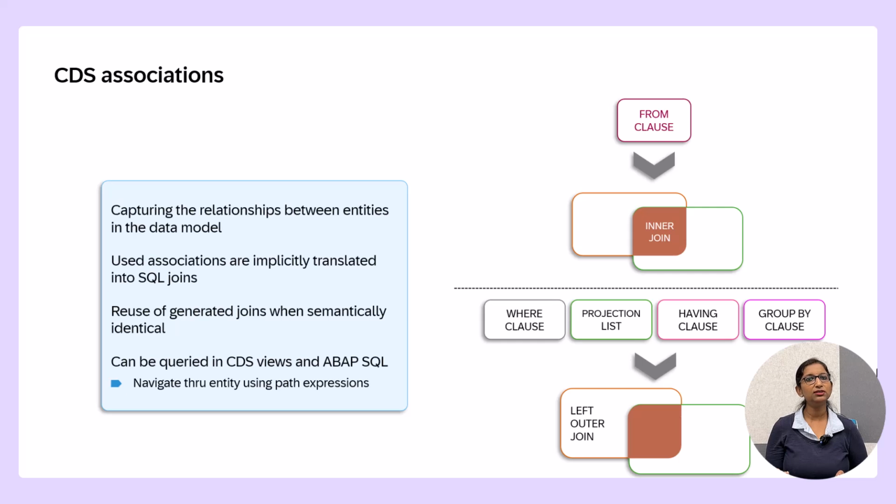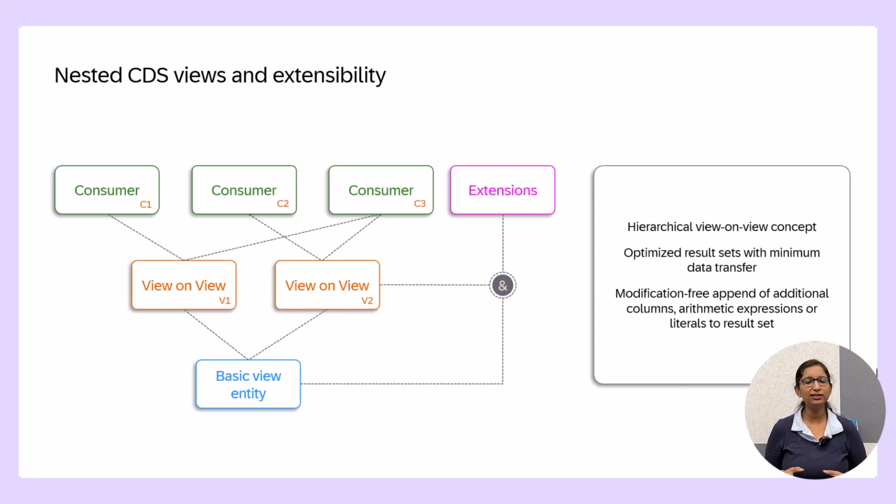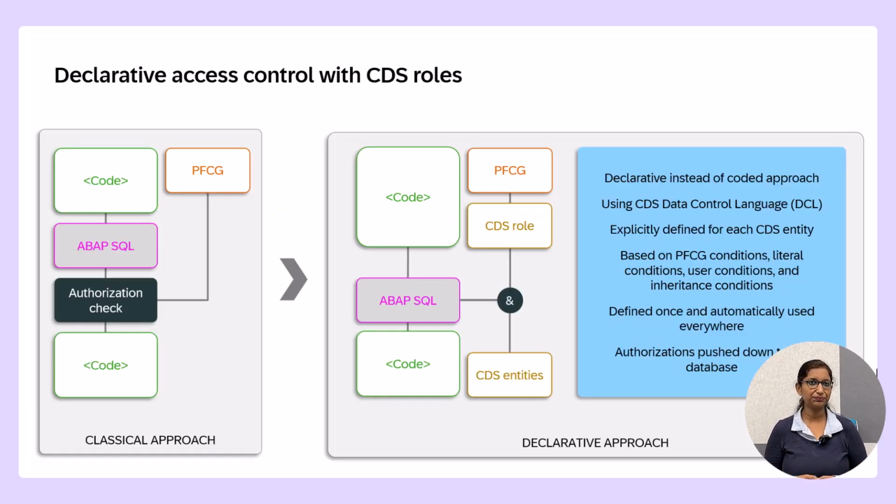Next are the associations. CDS associations can be used to define the relationship between business entities on the data model level, avoiding the need for explicit joins in the query statements. Thanks to these associations, CDS-based data models are easy to understand and easy to query. Next is CDS views and extensibility. Another important feature is that the extension of CDS views with fields is simple. With this mechanism of nested views, the result set is optimized and hence there is minimum data transfer.